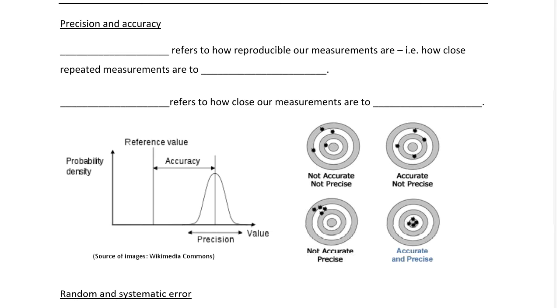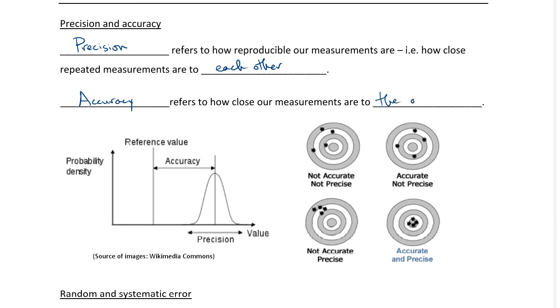First, let's talk about precision and accuracy. Precision means how reproducible our measurements are. In other words, how close our repeated measurements are to each other. Whereas accuracy refers to how close our measurements are to the accepted reference value.